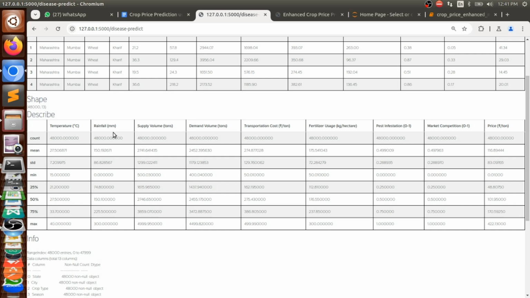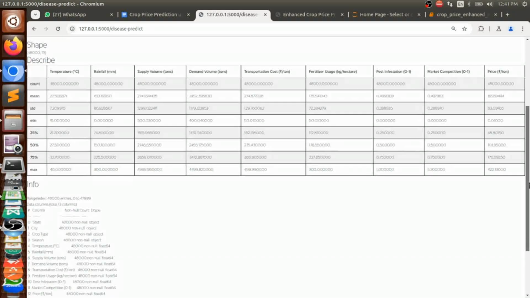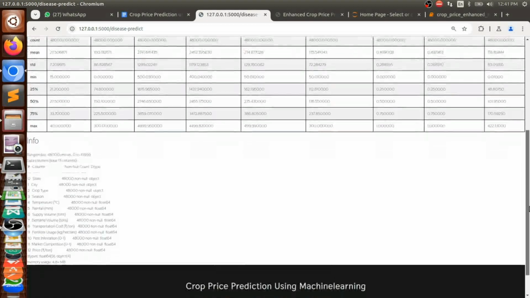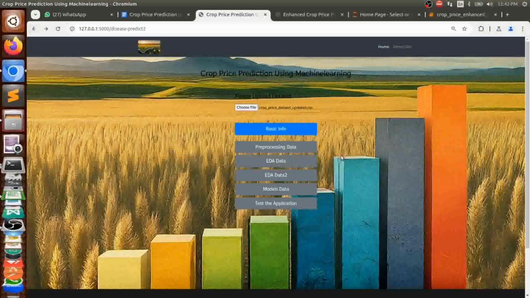So like this, you need to check for rainfall, supply volume, demand volume. For all of them you are going to get a description or analysis over the data set. Now here we are getting the information: what each column is, and what type of data it has. State and city are object, nothing but string data. Rainfall is a number, so float. Temperature is a number, so float. All this information is given here.